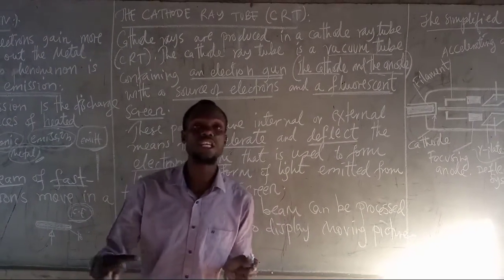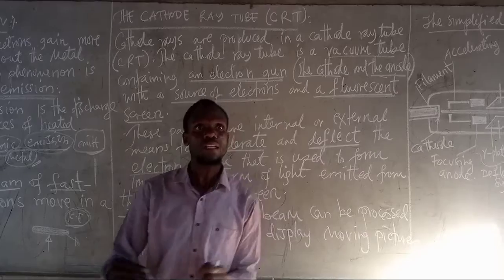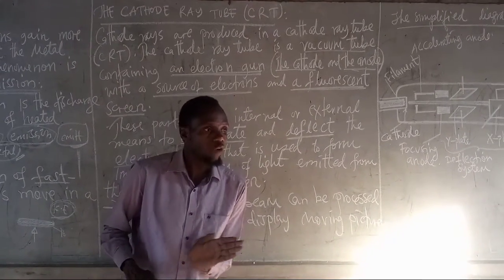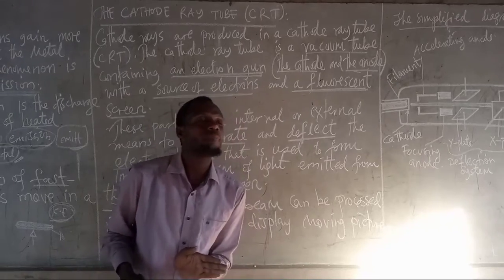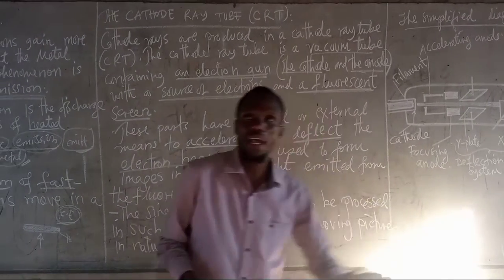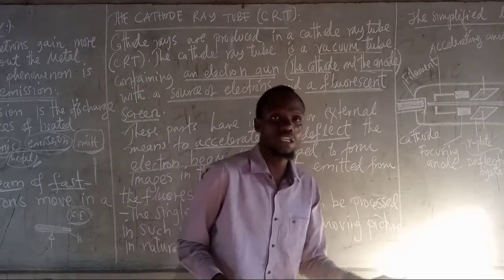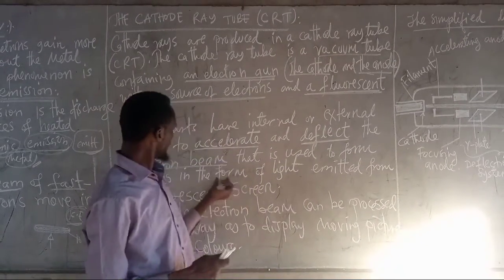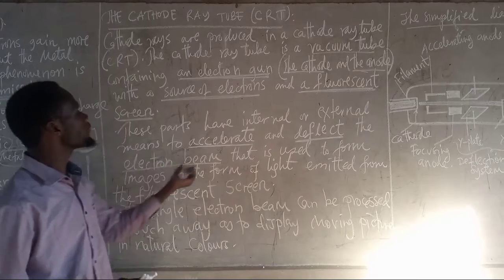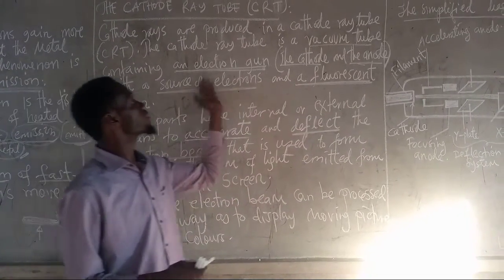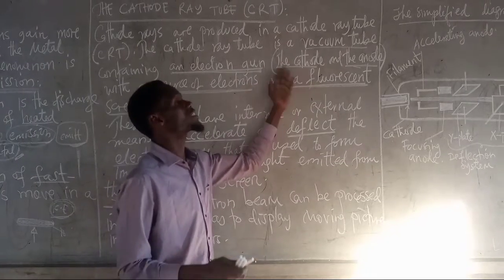A beam is a collection of rays. Now, if rays are collected in such a way that they are moving in the same line, in a specific direction, we call it a beam. Now, a beam can be accelerated and can be deflected by the presence of these different parts of the CRT.